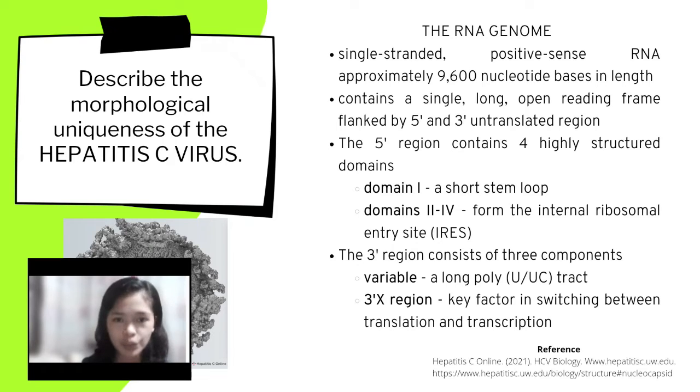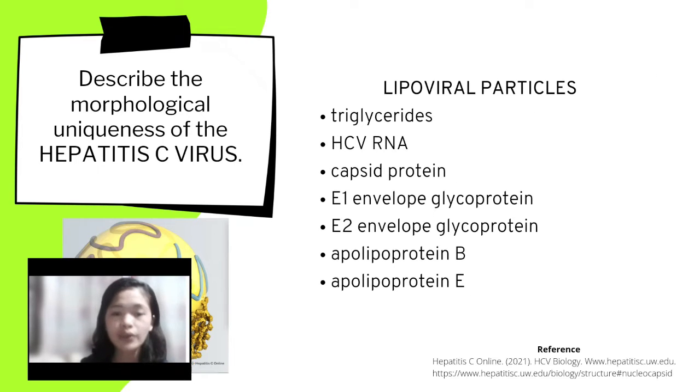The 5' region, which is upstream from the open reading frame, is approximately 340 nucleotides long and contains 4 highly structured domains. Domain 1, which consists of a short stem loop, and domains 2 to 4 form the internal ribosomal entry site. The 3' region is approximately 225 nucleotides long, and it consists of 3 components: the variable region, a long poly U tract, and the 3' X region, which serves as a key factor in switching between translation and RNA transcription of the HCV RNA.